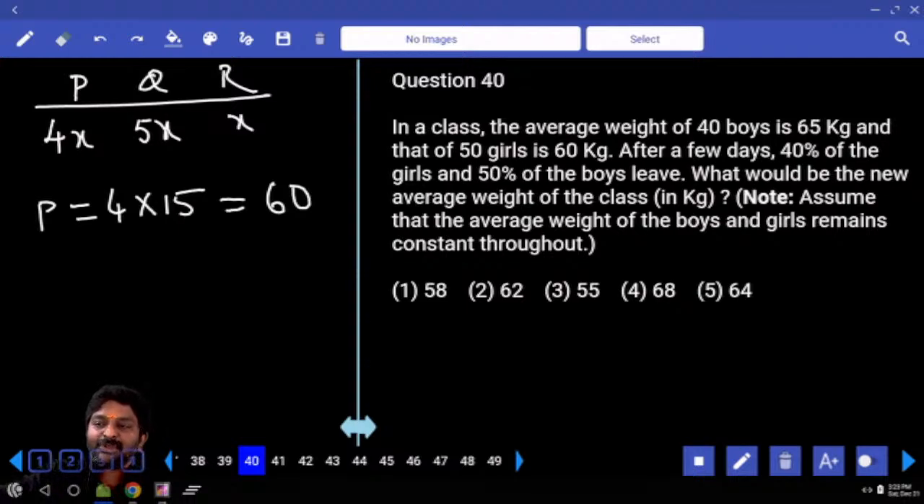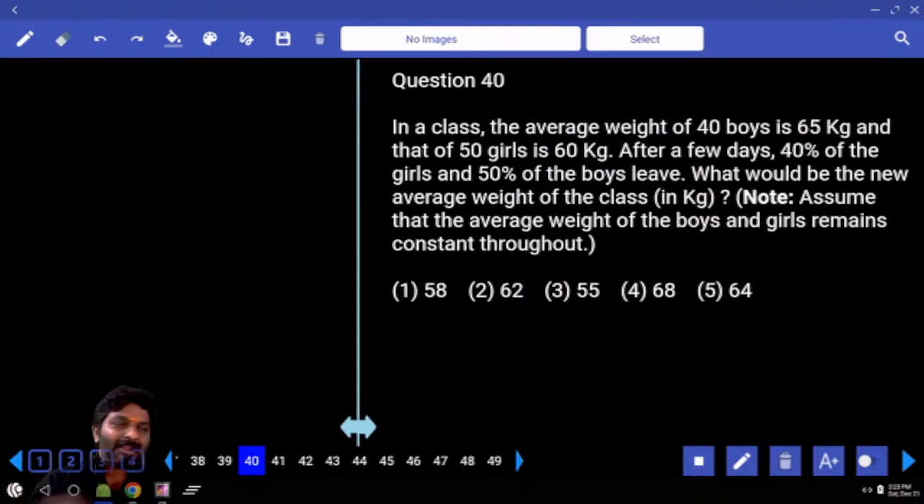In a class, the average weight of 40 boys is 65 kgs and that of 50 girls is 60 kgs. After a few days, 40% of girls and 50% of boys leave. What would be the new average weight of the class? Note, assume that the average weight of boys and girls remains constant throughout.